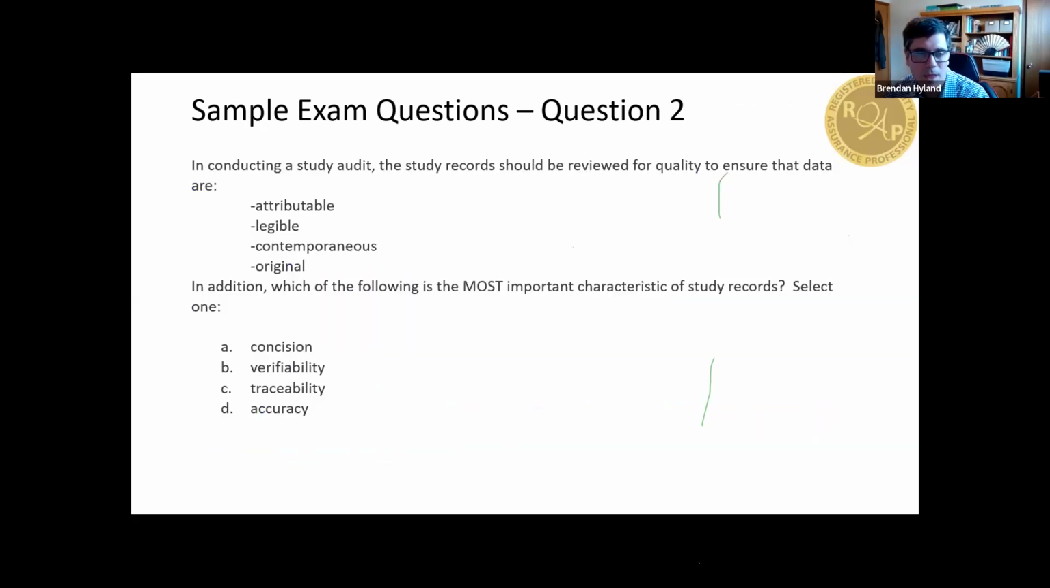All right, question 2. In conducting a study audit, the study records should be reviewed for quality to ensure that data are attributable, legible, contemporaneous, or original. In addition, which of the following is the most important characteristic of study records? Select one. Concision, verifiability, traceability, or accuracy.